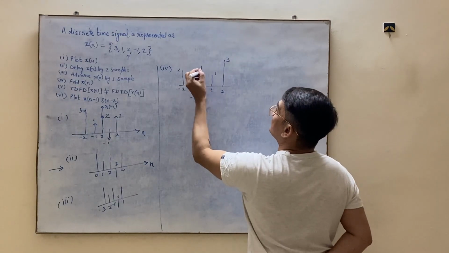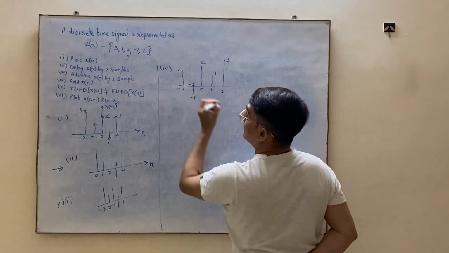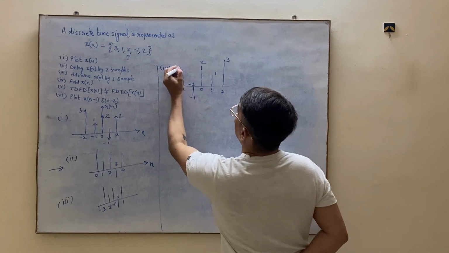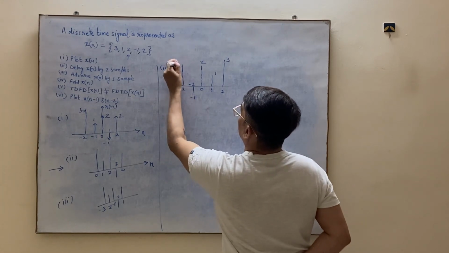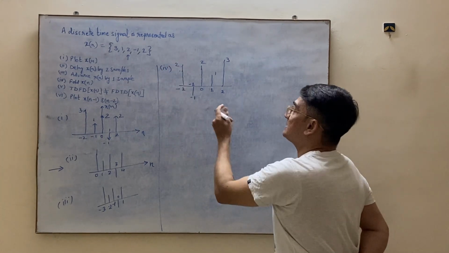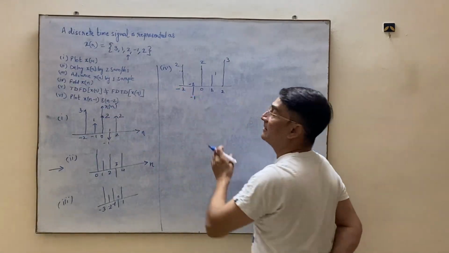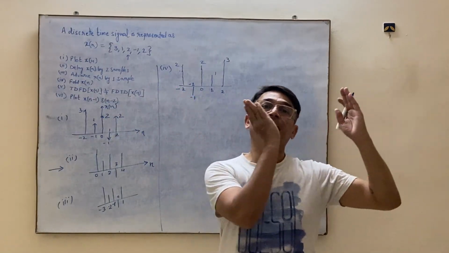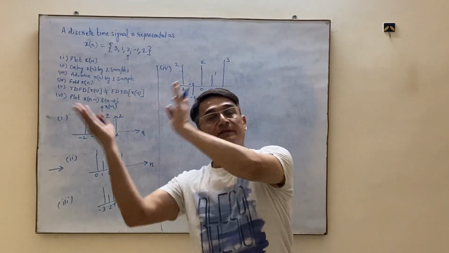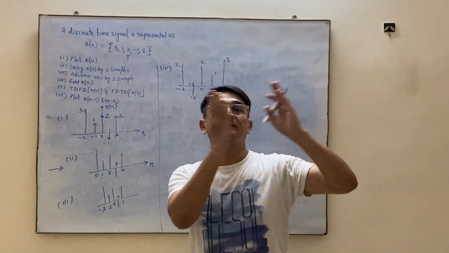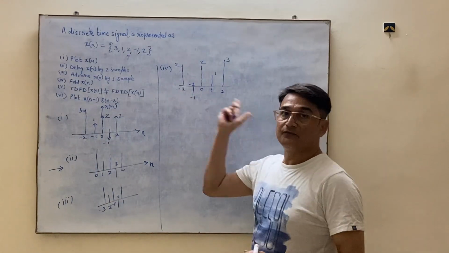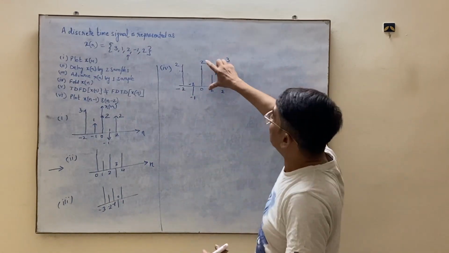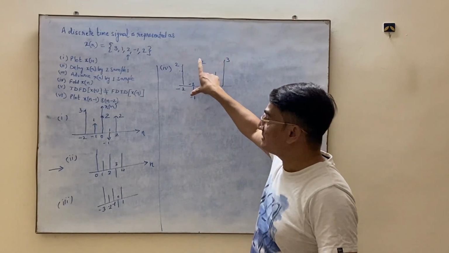This is 3, this is 1, this is 2, this is also 2. So this is the folded x[n]. You just transferred all the negative samples to the positive side and all the positive samples to the negative side. So you have just reversed, except for the sample at n equal to 0.